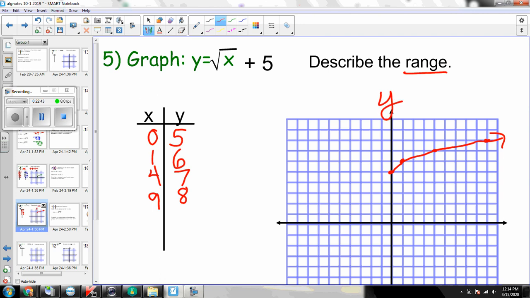So when I describe the range, remember the range are all your y values. Here's my y-axis. What numbers can y equal? Well, the lowest number is 5, and then it goes up. So the range would be all real numbers greater than or equal to 5.